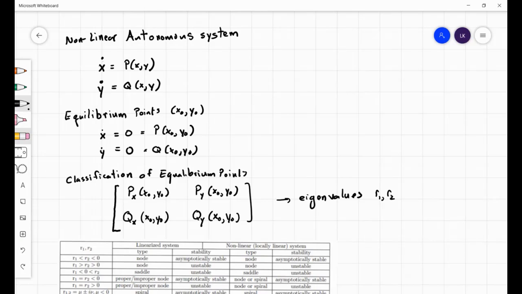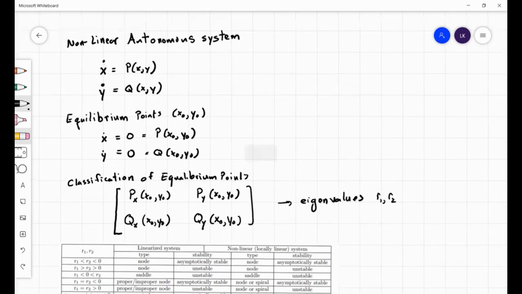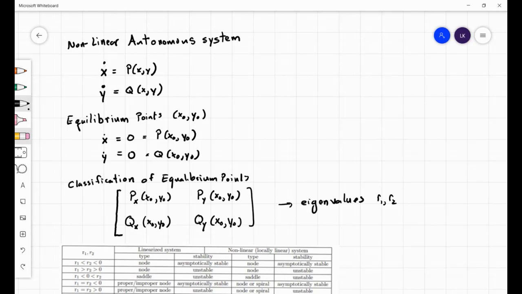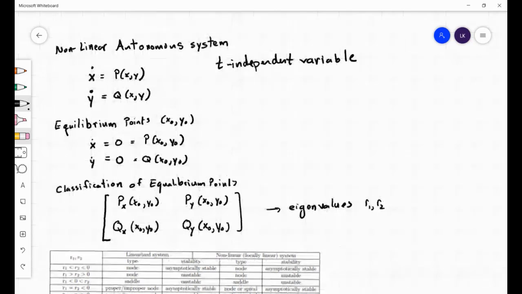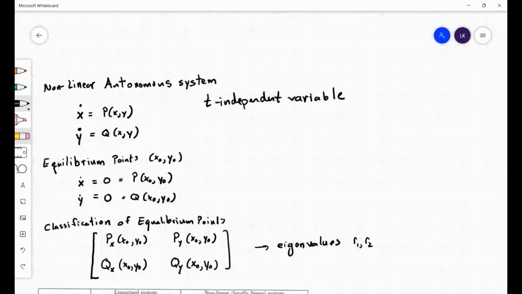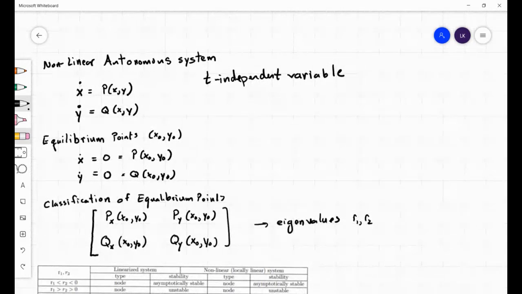Today we're going to talk about nonlinear autonomous systems of differential equations, first-order differential equations. Nonlinear means that the independent variable is t, say time. The dot is like Newtonian notation for the derivative, so it's the derivative with respect to time. So x dot is the same as the derivative of x with respect to the independent variable t, and y dot is the derivative of y with respect to t.